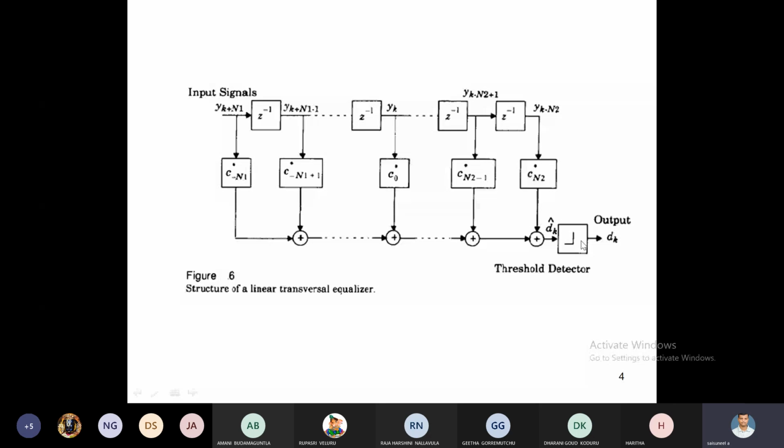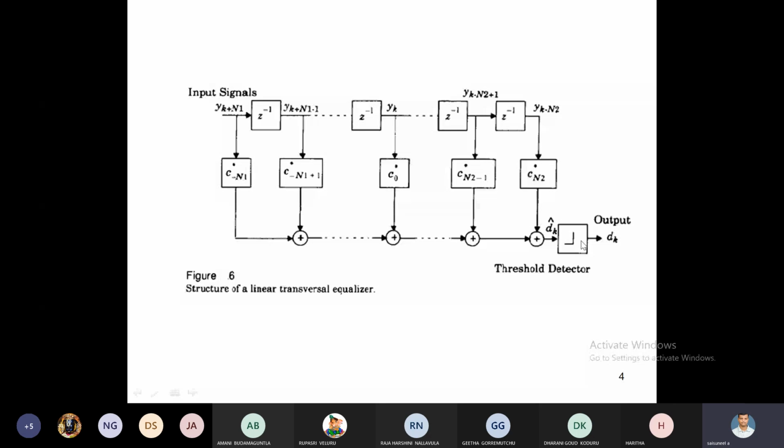To implement the transversal equalizers in the digital domain, we use shift registers to store the current and past values. Why? Because in linear equalizers we are not using feedback circuits. That's why we use the shift registers.